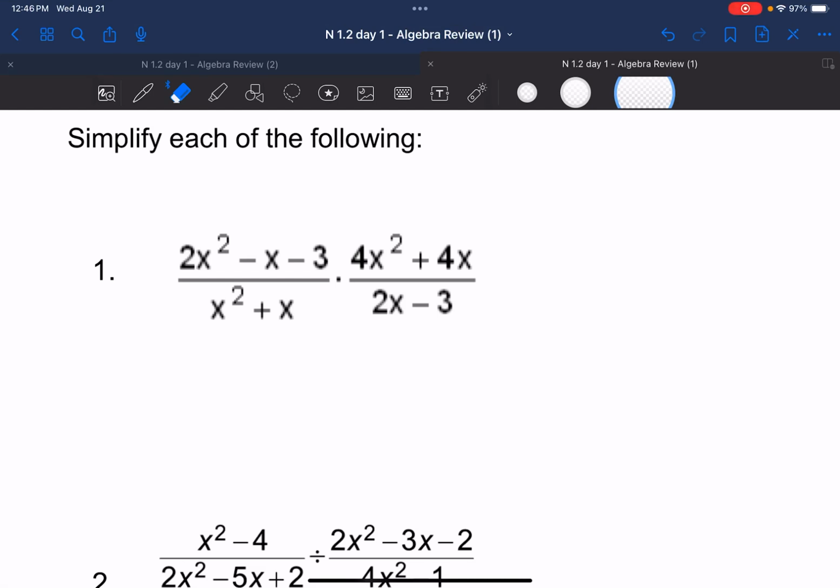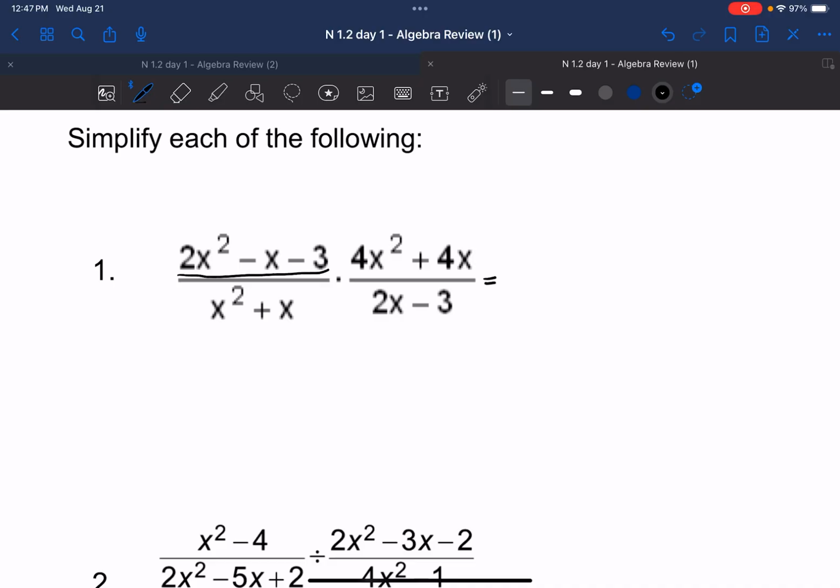Okay, so it says here that we need to simplify each of the following. So yesterday we had gone over factoring because whenever we are multiplying, dividing, adding, subtracting radicals, a lot of times it's going to be easier for us to do that if we factor first because we'll have a lot of things that will divide out.